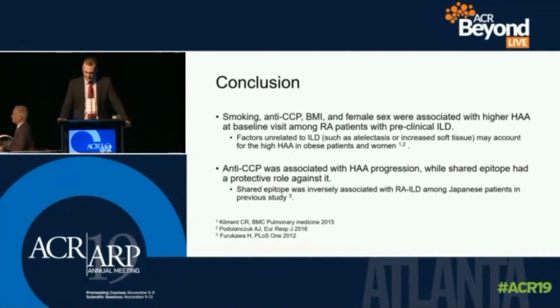Among RA patients with repeat lung densitometry, anti-CCP was positively associated with HAA progression, while the shared epitope exhibited a protective role against it. A similar negative association between the shared epitope and RA-ILD was also observed in a previous Japanese RA cohort study.